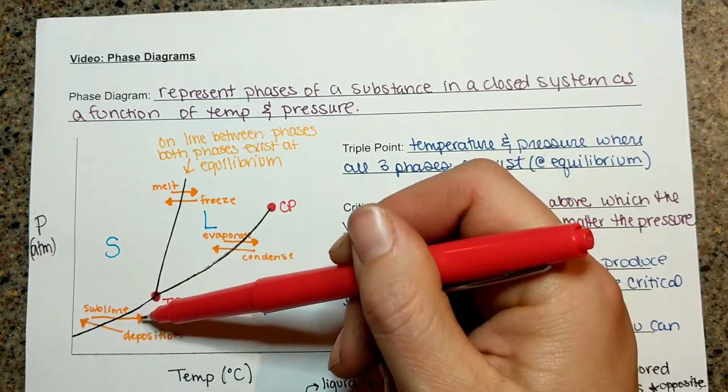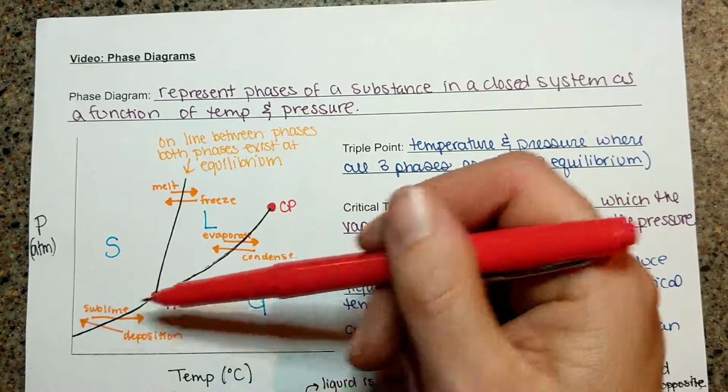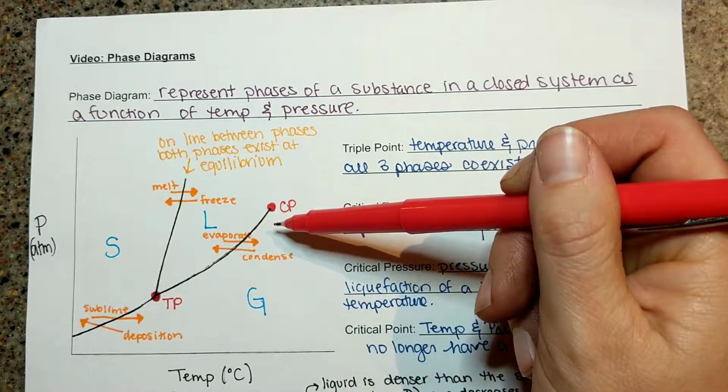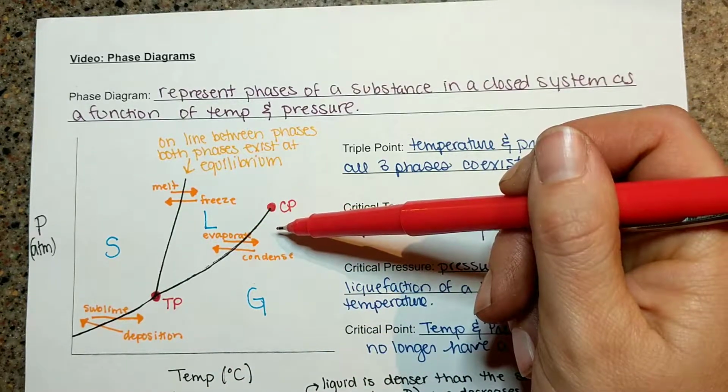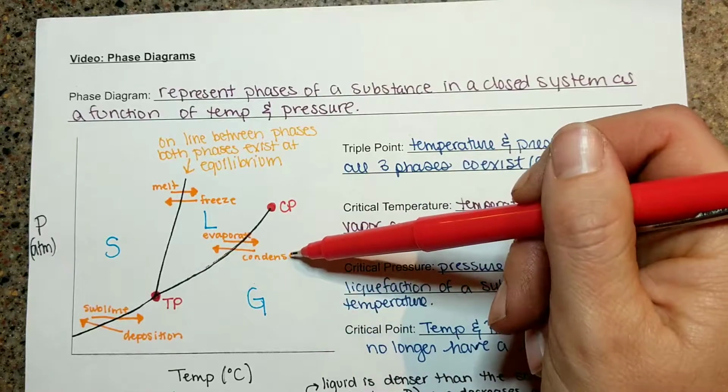Liquid to gas is sublimation. Gas to solid is deposition. Liquid to gas is evaporation. Gas to liquid, condensation.